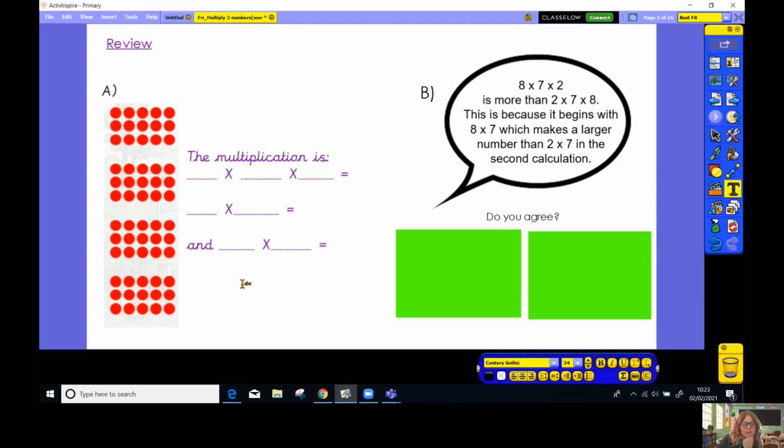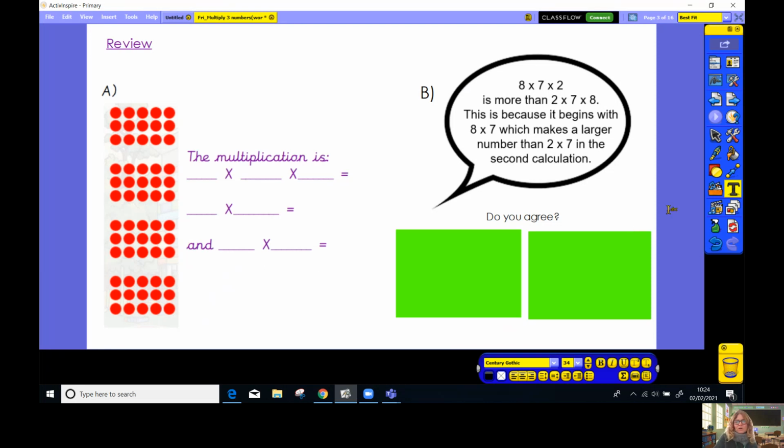Okay, this one I'd like you to fill out these stem sentences. Count carefully how many counters there are in each group, how many groups there are, how many rows and how many columns. And then have a think about this little statement here. 8 multiplied by 7 multiplied by 2 is more than 2 multiplied by 7 multiplied by 8. This is because it begins with 8 times 7, which makes a larger number than 2 times 7 in the second calculation. Do you agree with this or not? Can you give a reason? Pause the video now and have a go at that.